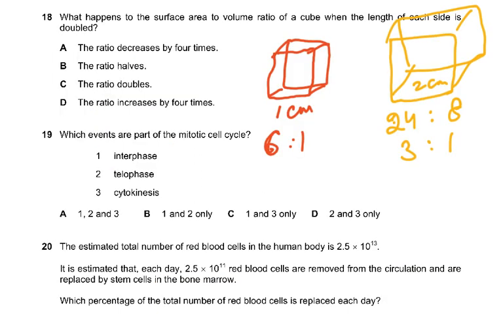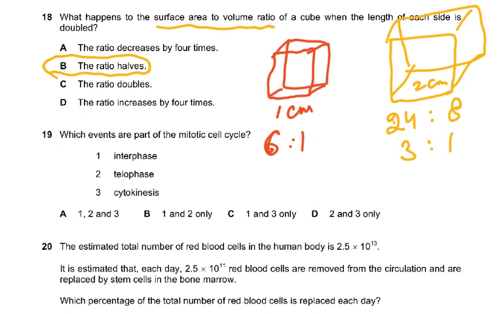Now, if I was in your place taking this exam, I would have actually drawn this. For a 1 centimeter cube, the surface area to volume ratio is 6:1. When the length is increased to 2 centimeters, it becomes 24:8, which means 3:1. So what happens to it? The ratio halves. From 6:1, it has gone down to 3:1.